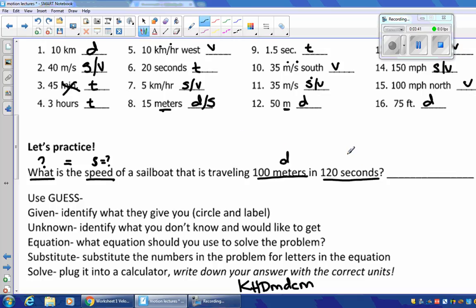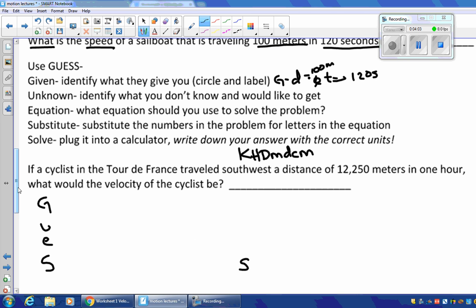Now we're going to look at our unknown and label all of our givens. What numbers were we given? We're given distance and time: distance equals 100 meters, and time was 120 seconds. We're going to take a pause there and move on to the next one so we can practice the same thing.